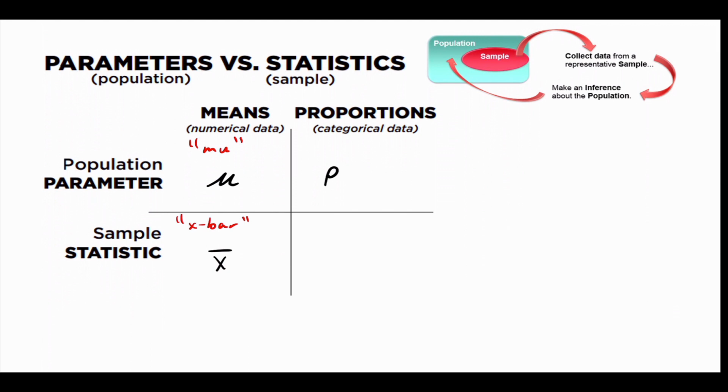If the proportion comes from a sample, though, I'm not going to use P. I'm actually going to use what's called P hat. A P with a little caret, a little arrow on top. Those are the symbols I use depending on what I'm talking about. Am I talking about a proportion or a mean? Is it from the parameter or the statistic? Is it from the sample or the population? Those are the ones we're going to use the rest of the year. You'll see all three of those symbols almost every day for the rest of the year.